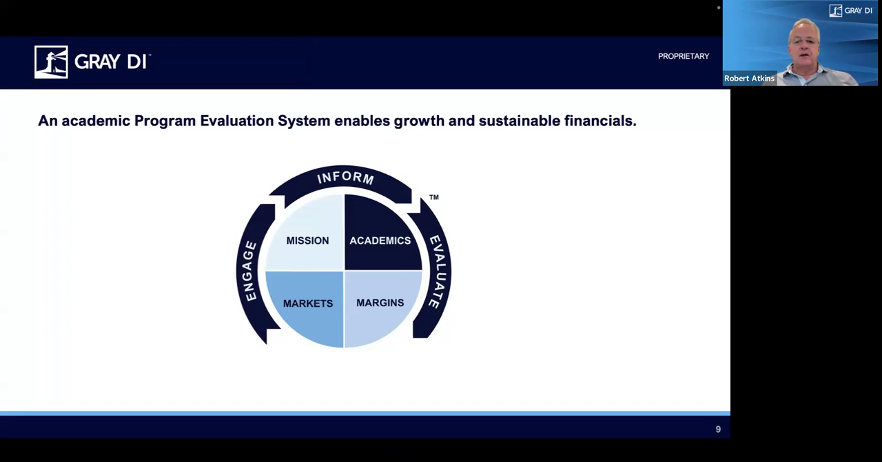And then there's this little thing that happens after you evaluate programs. You've got to manage them on an ongoing basis. And in our experience, this is probably the biggest missing ingredient in program evaluation and management. It's that manage part. Because we really tend to let management go until we get towards the end of an accreditation period.